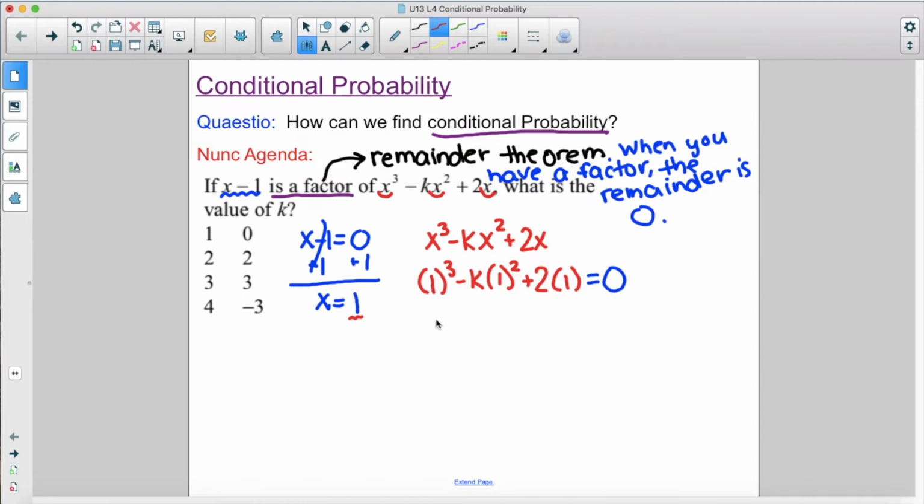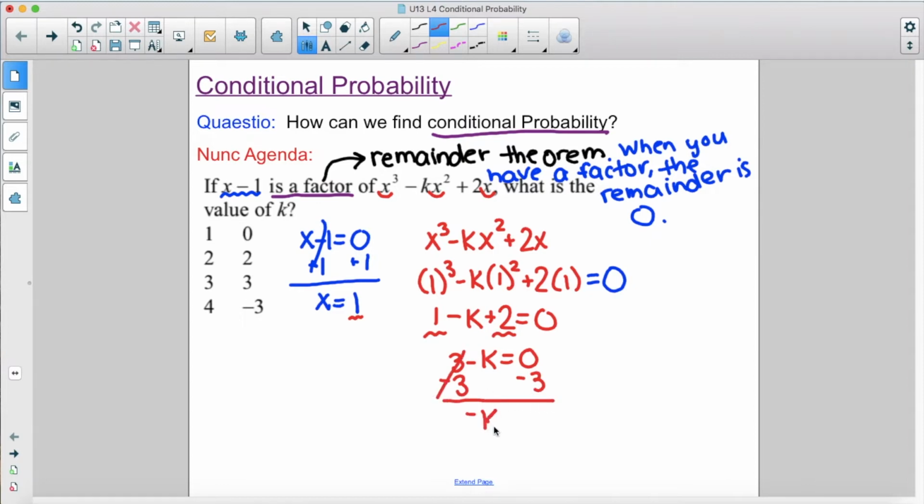So we have 1 cubed, which is 1. Then we have minus 1 squared is 1, so this just stays as k. 2 times 1 is 2, equal to 0. Combine like terms, 1 plus 2 is 3. So we have 3 minus k equals 0. We're solving for k, so we have to get rid of this 3. So we subtract 3 on both sides.